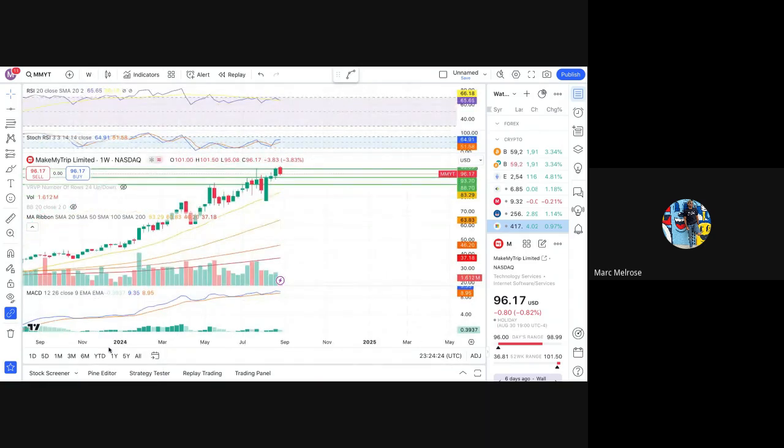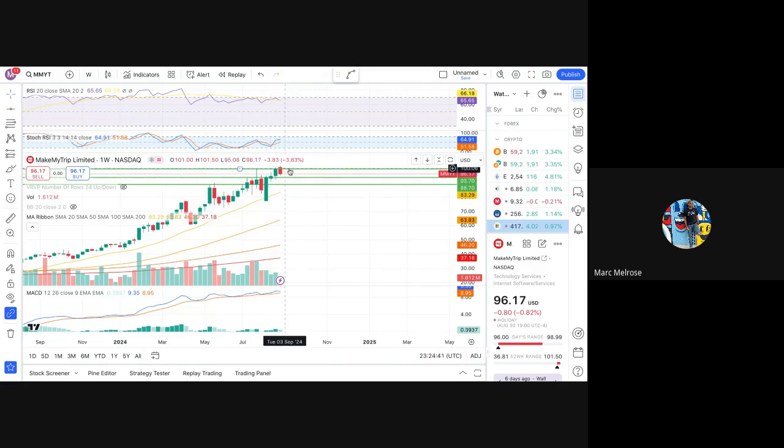Let's take a look at MMYT. Okay, so we see that. I know we talked about MMYT a few weeks ago. I think maybe 2 weeks ago. I can't remember if it was last week, but I see that it tested this movement.